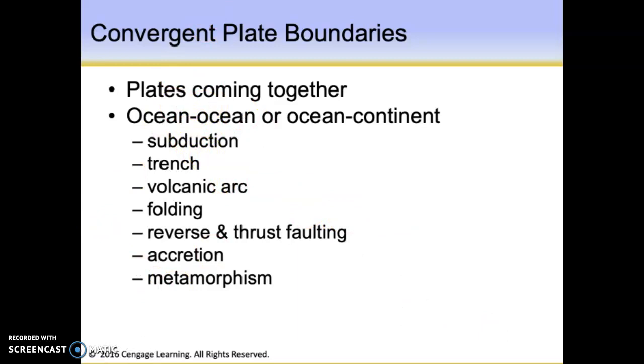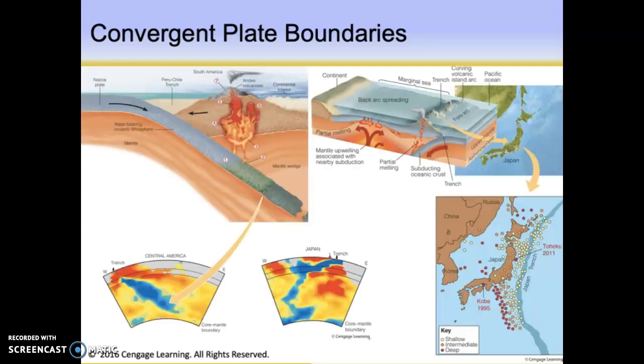And I'm going to toggle back and forth between a couple of slides here so you can see the details. Subduction refers to this plate going down under the other plate. You can see on the left the ocean plate is subducting under continental material, and on the right the ocean plate is subducting under another ocean plate. In either case, as that plate goes down, we get some unique features.